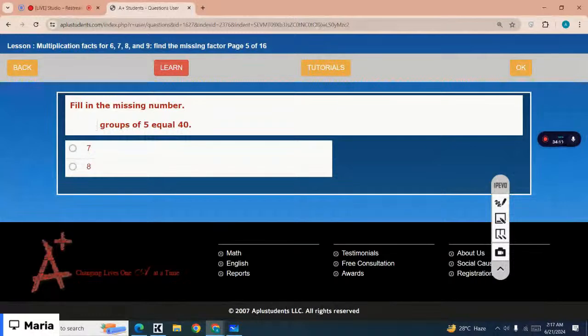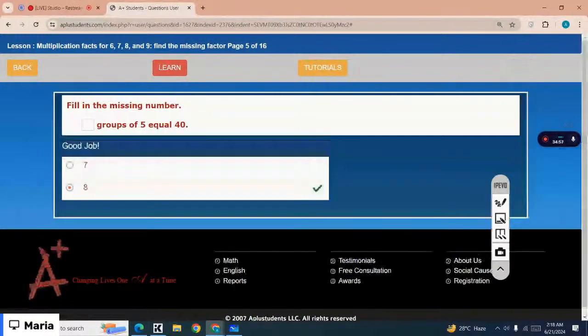Fill in the missing number. How many 5 equals 40? Which is the correct option? 5 times what number is 40? 5 times 7 is 35. 5 times 8 is 40. The correct option is 8.